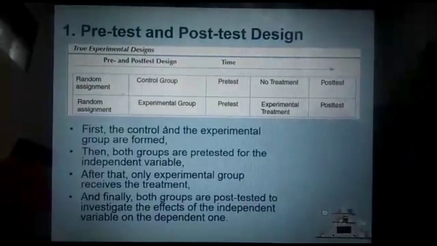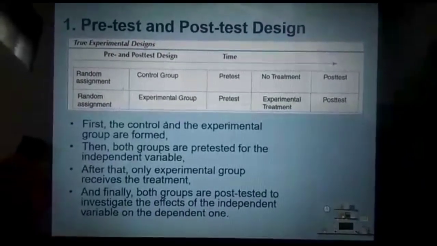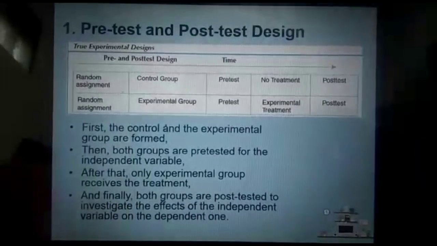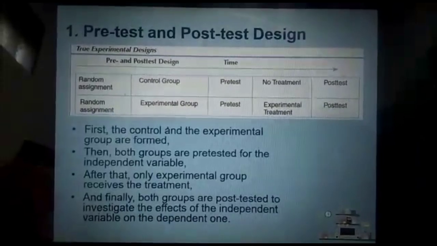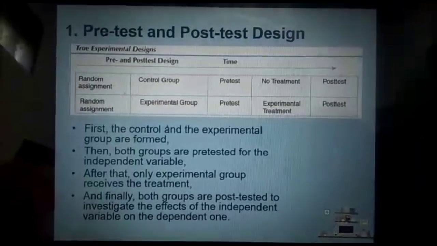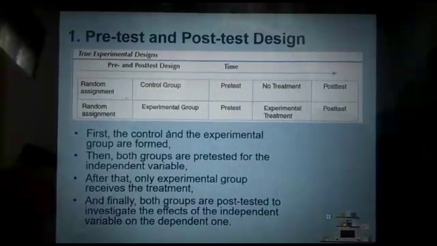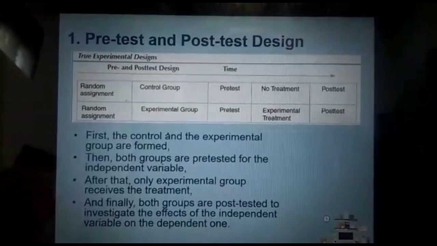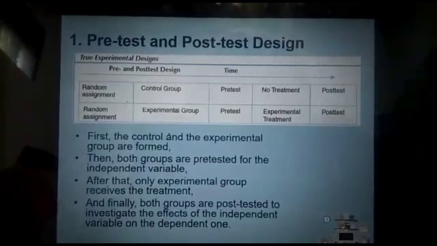The first is pre-test and post-test design. Here is the table. First, the control and the experimental group are formed. Then, both groups are pre-tested for the independent variable. After that, only the experimental group receives the treatment. And finally, both groups are post-tested to investigate the effects of the independent variable on the dependent one.